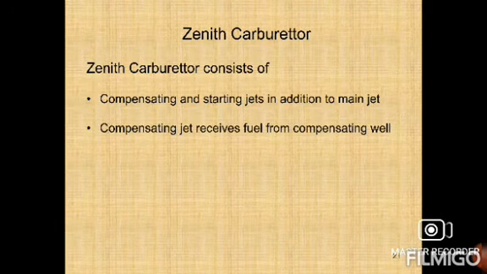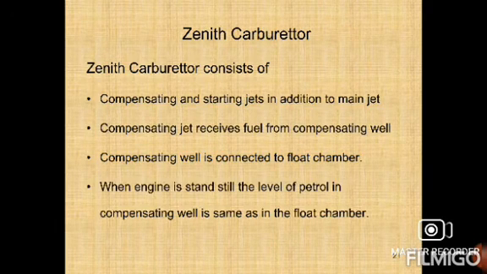The zenith carburetor consists of compensating and starting jets in addition to the main jet. The compensating jet receives fuel from the compensating well, which is connected to the float chamber. When the engine is at standstill, the petrol level in the compensating well is the same as in the float chamber. That is the main thing.